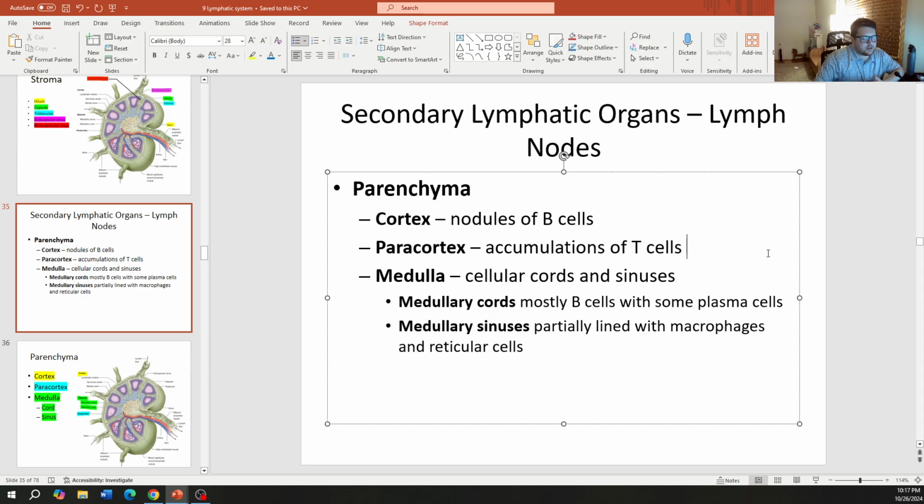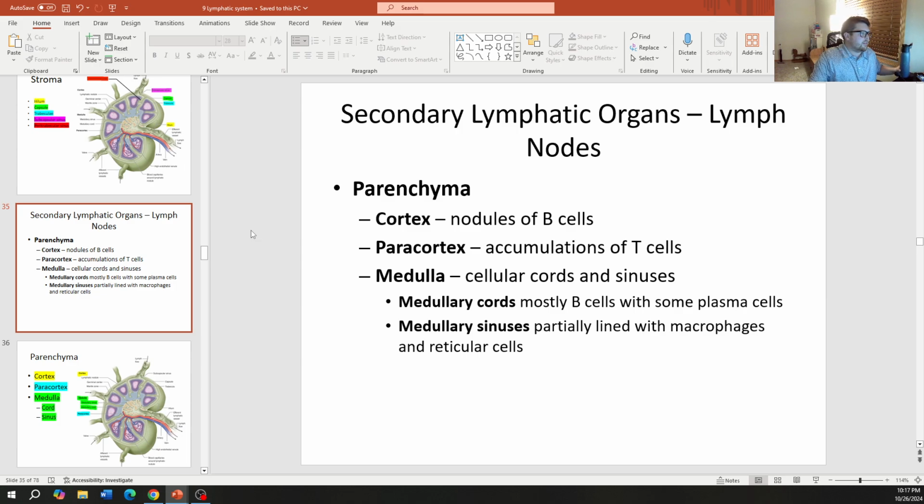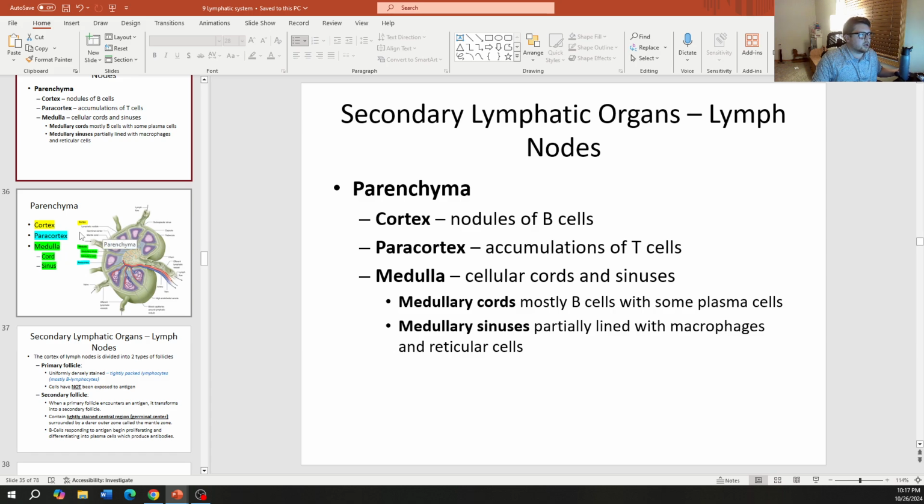Remember, with T cells, they're produced in the bone marrow, but then they go to the thymus and they mature in the thymus, and then they can be released from the thymus into the lymphatic system, and they can be stored in parts of the lymph nodes. And always remember, the B cells do form nodes/nodules. T cells do not form nodes/nodules.